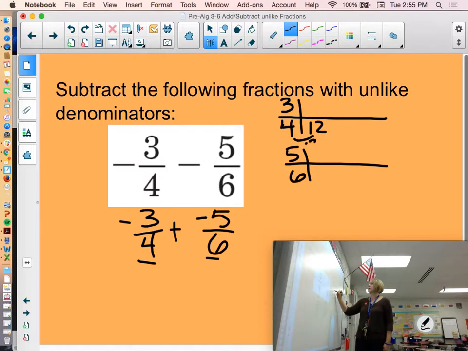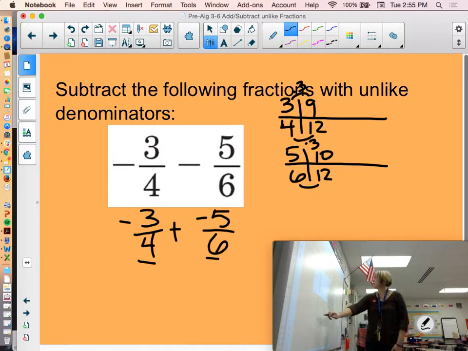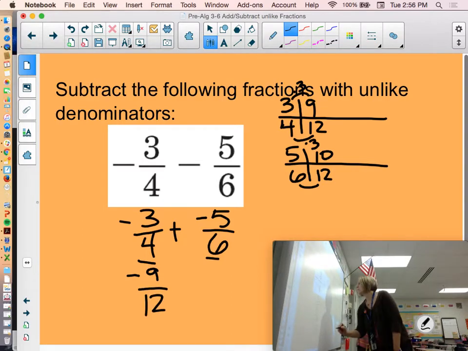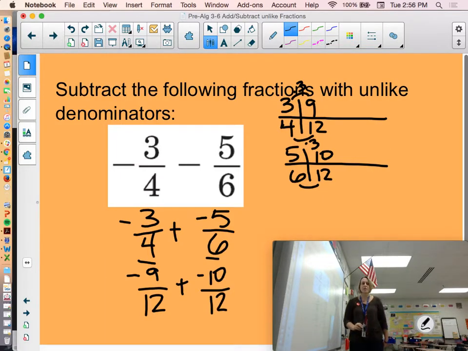If I multiply by 3, I can multiply this by 3. 3 times 3 is 9. So I've got 9/12. And then this one, I can just double, and then I can double this. I've got 10/12. All right, so I'm going back over here. I have -9/12, and then plus a -10/12. All I'm doing is replacing these fractions with ones that have a common denominator.